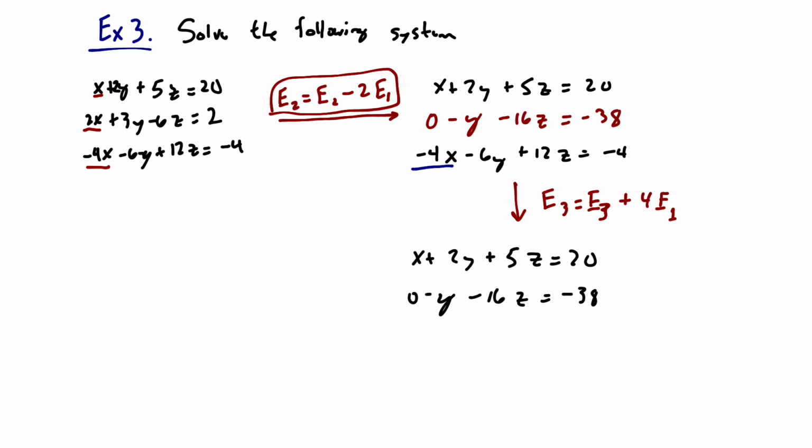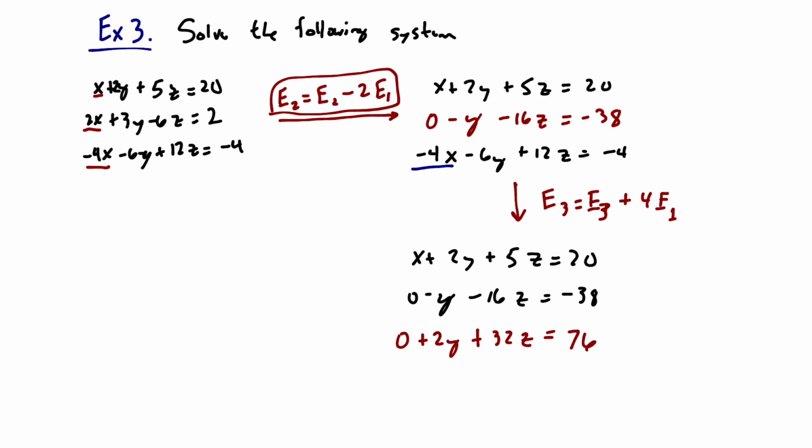But equation number 3 will now have a negative 4x plus 4x, so we'll get a 0 here. The second part will have a negative 6y plus an 8y, so this becomes a positive 2y. And then we'll get a 12z plus a 20z, so this becomes plus 32z. And this is going to be equal to a negative 4 plus 80. So this is going to be 76. And we're done with the first step of our algorithm.